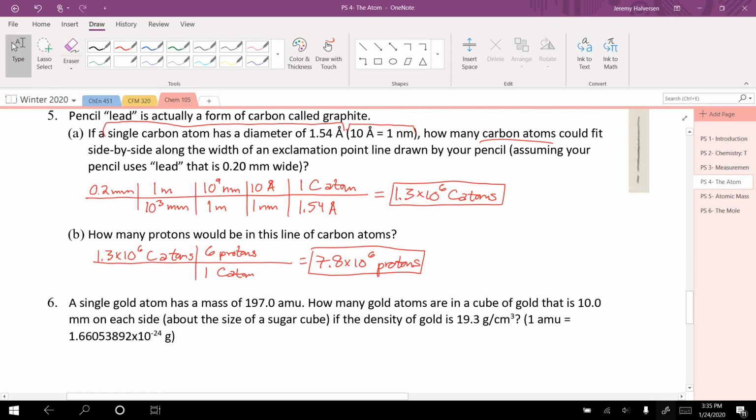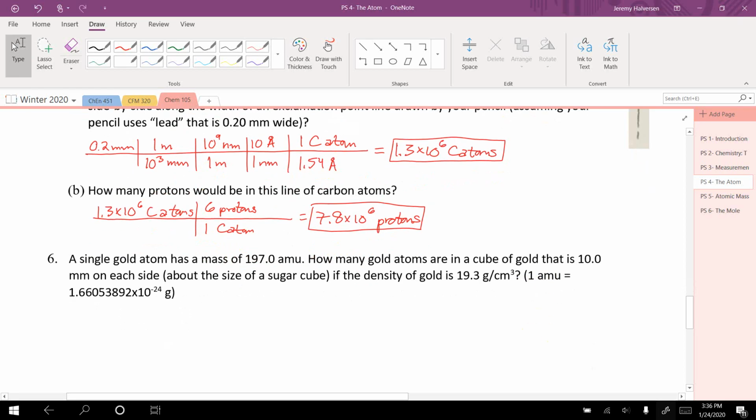A single gold atom has a mass of 197 AMU. How many gold atoms are in a cube of gold that's 10 millimeters on each side? About the size of a sugar cube. If the density of gold is 19.3 grams per centimeter cubed. Here's that AMU conversion that I used before.